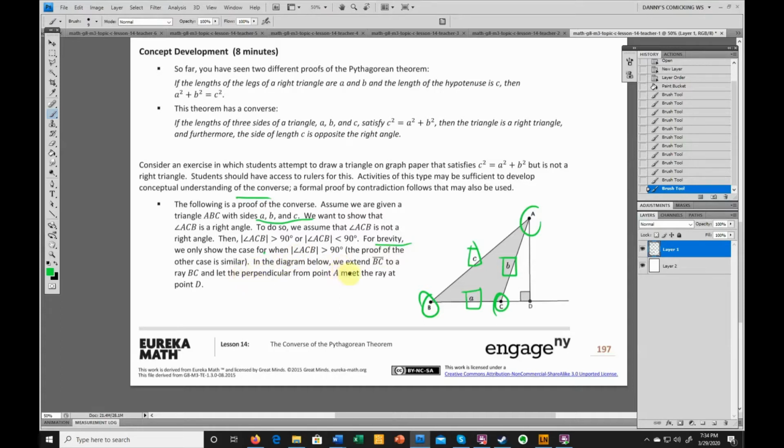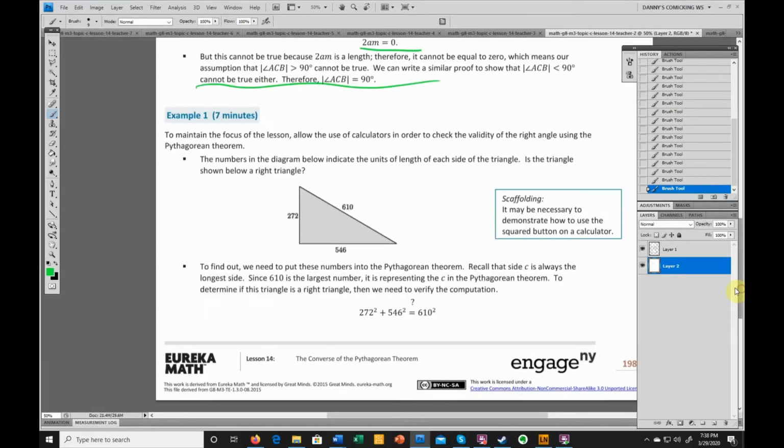In the diagram below, we extend BC to a ray BC. So BC extends, so it goes into a ray. It goes further out. And then let the perpendicular, which means the up and down, from point A, right here, meet at the ray. So this goes down and it meets, and it creates point D.